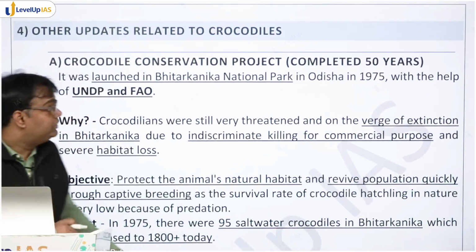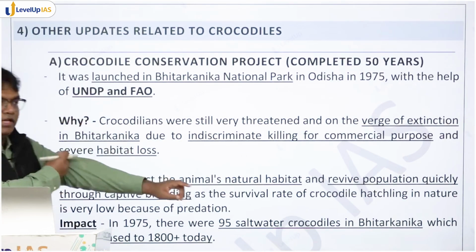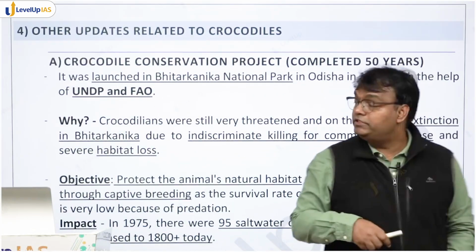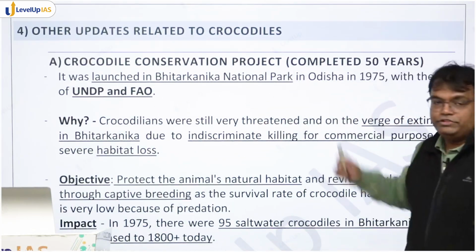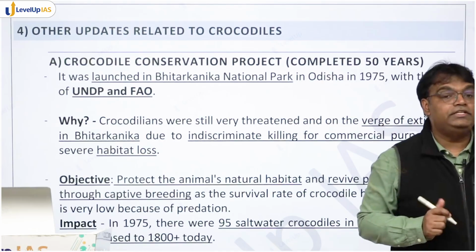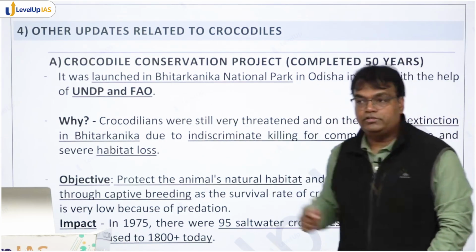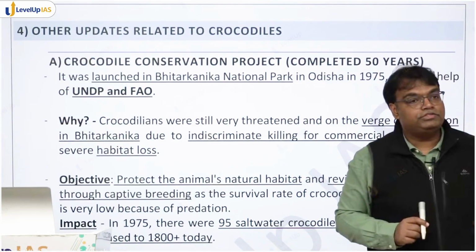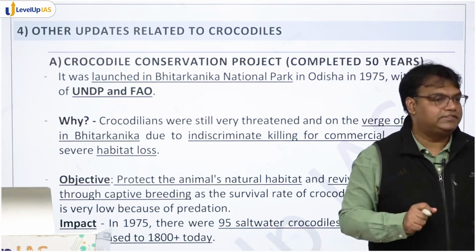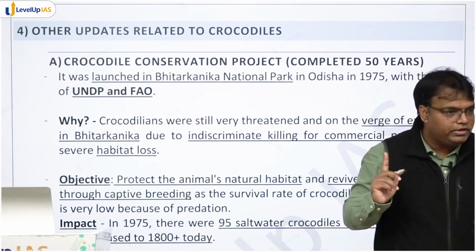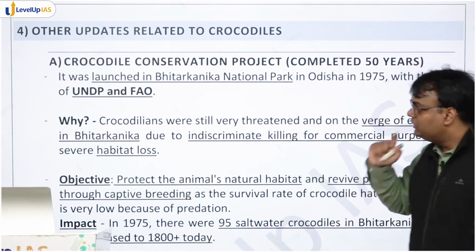Okay, let's come to this. कुछ और updates हैं. जैसे ये तो सब basic था जो हमने पढ़ा. Now what are the current updates? देखो, there is this initiative, Crocodile Conservation Program. It was started in 1975 in India with the help of UNDP and the Food and Agriculture Organization. This Crocodile Conservation Program recently completed 50 years. It was 1975 में शुरू हुआ था, 2025 में 50 years होंगे. So it completed 50 years. That's why it was in news.